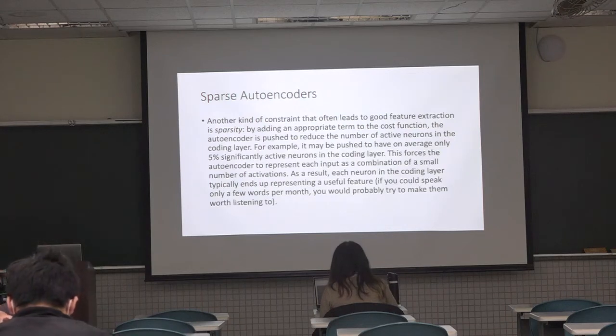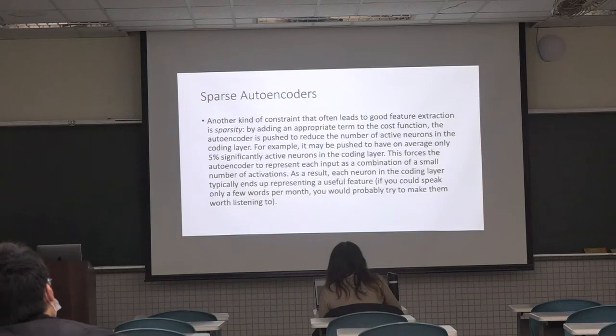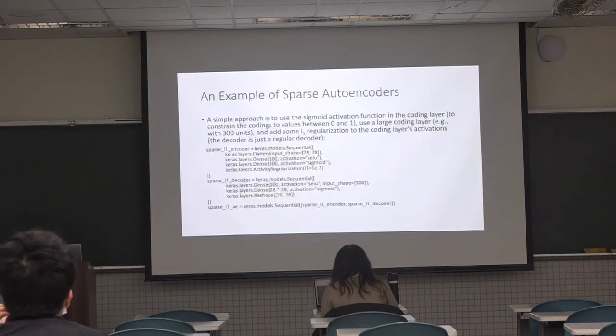The idea is like this: if you could speak only a few words per month, you would probably try to make them worth listening to. So you would be very selective and only talk about very informative words. So this is something like that. So how do we achieve the sparse autoencoder? There are a couple of ways to do that.